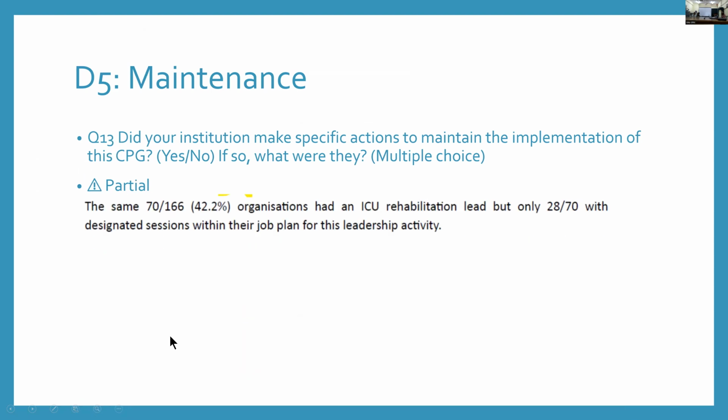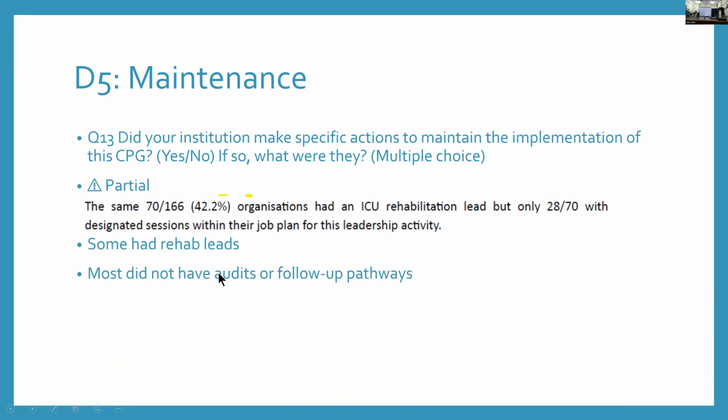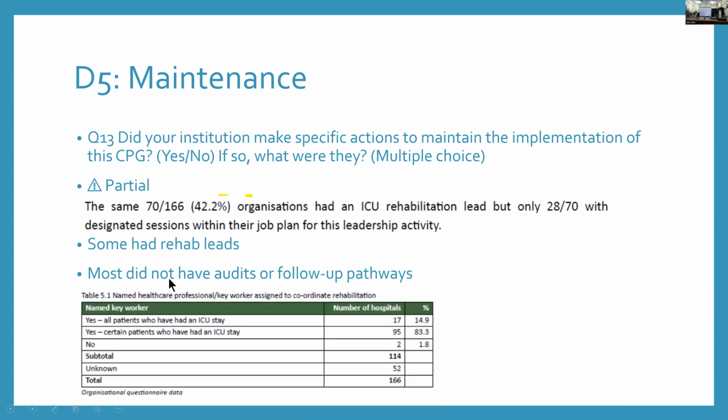They have talked about organizations which had an ICU rehabilitation lead. A rehabilitation lead is the person who makes sure the rehabilitation program is done well. They have said only 42.2% of organizations had a rehabilitation lead. Among all this, some had a rehabilitation lead, but follow-up and audits, most of them did not have. They have also given how many had assigned a key worker to make sure the rehabilitation process is done. Looks like the numbers are quite low for this.